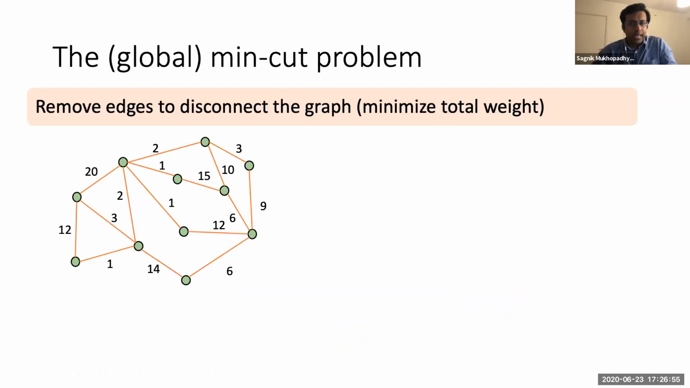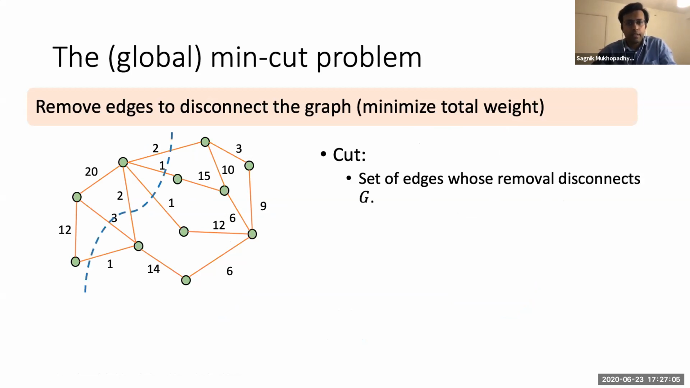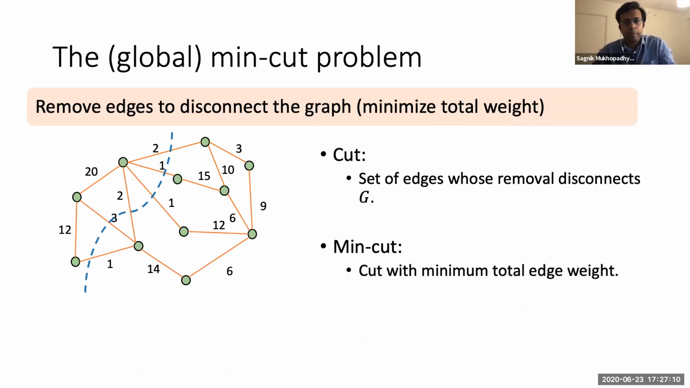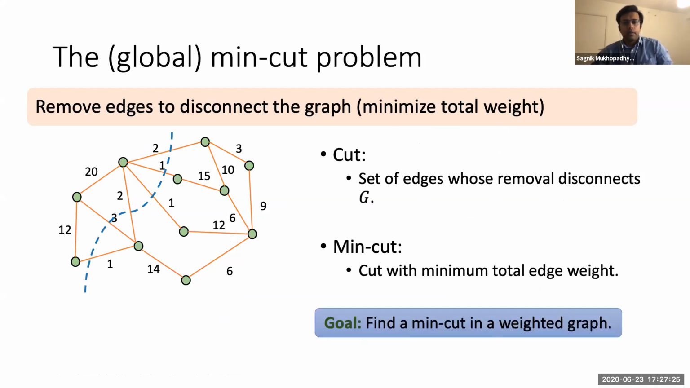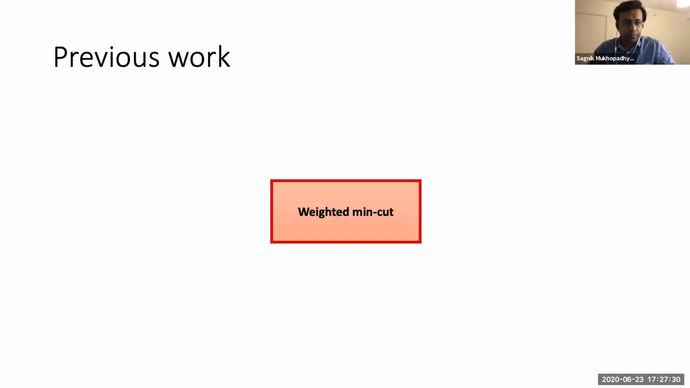Given a graph G with n nodes or vertices and m edges with edge weights, a cut is a set of edges whose removal disconnects the graph. In the figure, the edges crossed by the blue dashed line is such a set of edges, or a cut. A cut is associated with the cut value, which is the total weight of the set of the edges participating in the cut. And the minimum cut is a cut with the minimum cut value. The goal is, given such a graph G, find a minimum cut of this graph.